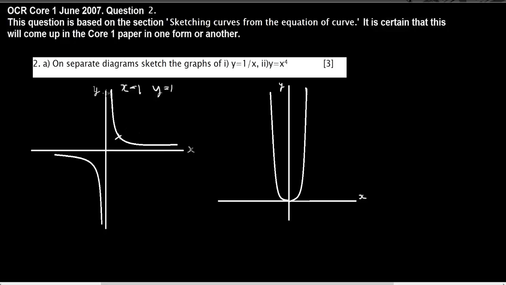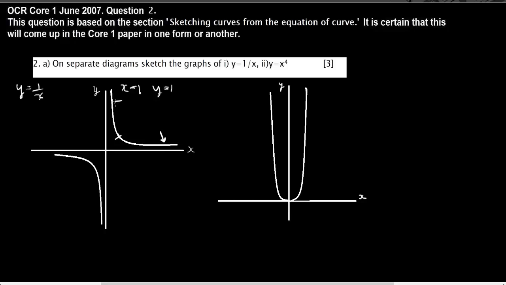Now, as this is y equals 1 over x, as x gets bigger, y gets increasingly smaller, but never gets to 0. So it comes along here and forms what we call an asymptote. So it's asymptotic to the x-axis. As x gets bigger and bigger, the value of y falls towards 0, but never actually gets to 0.